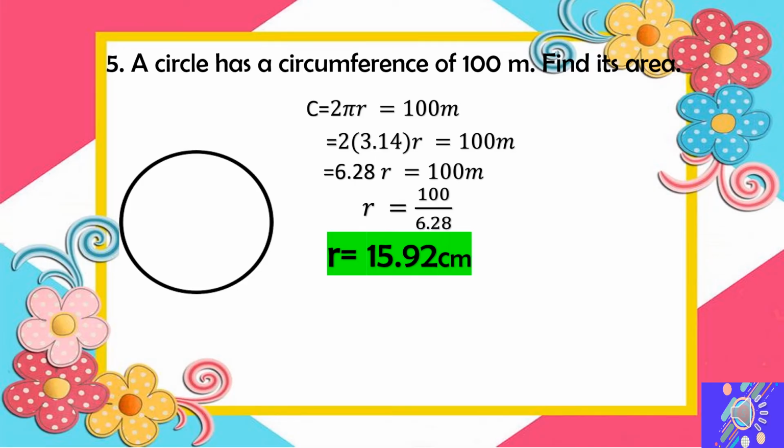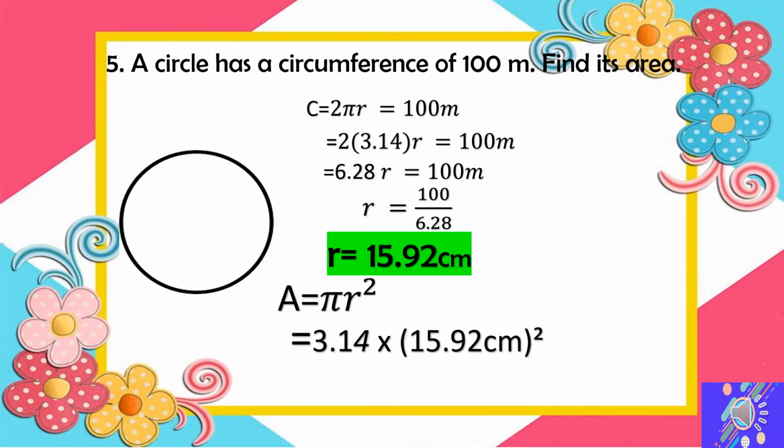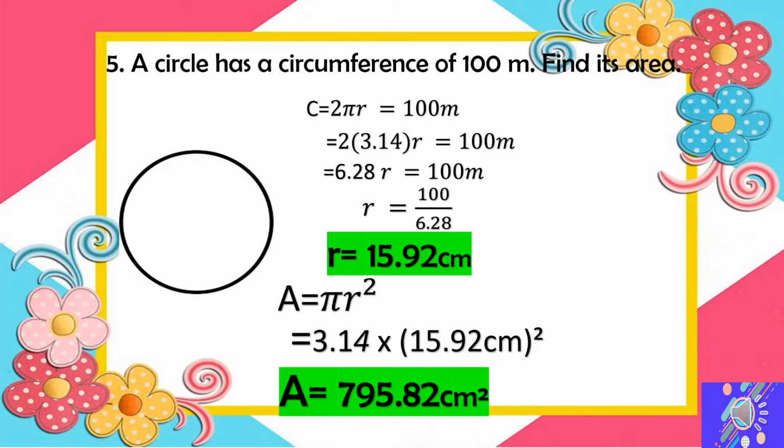Okay, so paano pang pagkuha ng area? Again, we will be using the formula A equals pi r squared. Okay, so since nakuha na natin ang radius ng circle, which has a circumference of 100 meters, pwede na tayong mag-substitute. So 3.14 times yung radius natin, which is 15.92 squared. So the area will be 795.82 square centimeter.